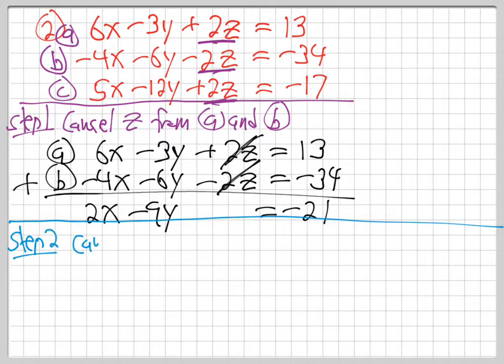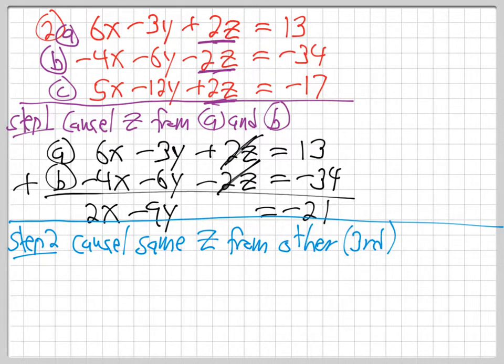Step 2, cancel that same z from the third equation. Equation C, right? We already canceled z from A and B. Now we have equation C left to go.